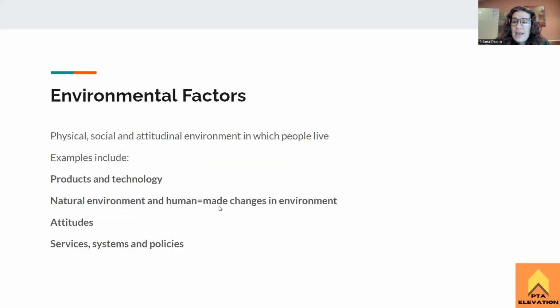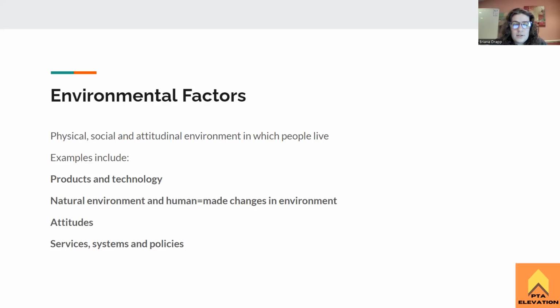Environmental factors is literally anything else outside of the person that's going to affect them. So like this physical, social, and attitudinal environment in which people live. So this can be, are they able to use technology to either help them participate in doing things in the community, or is technology not helping them? Maybe it's like a wheelchair is the technology that they're using.